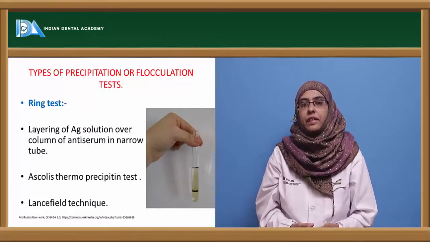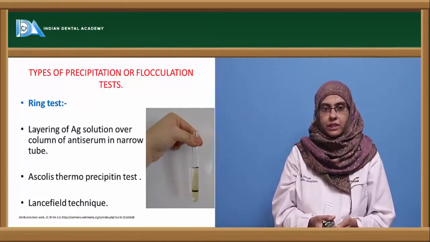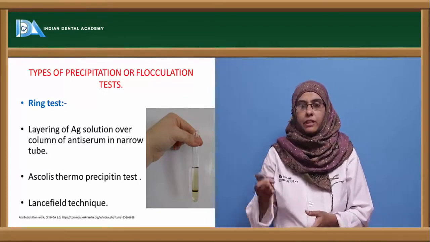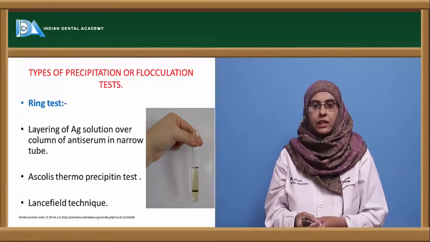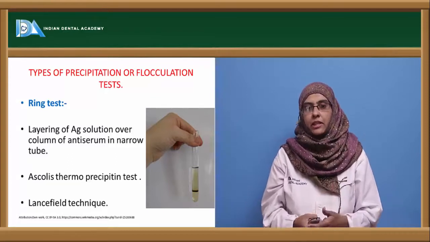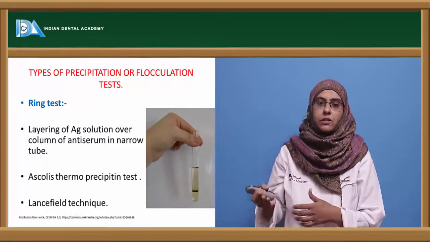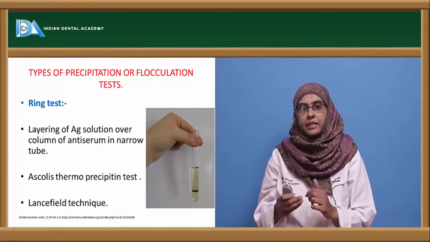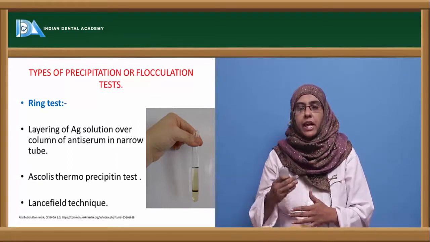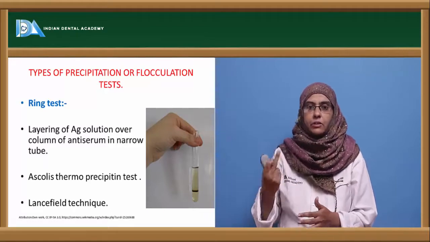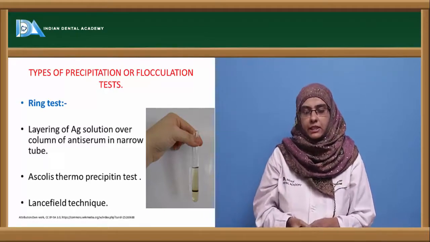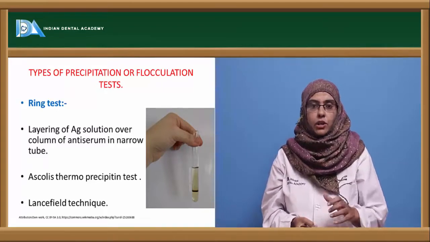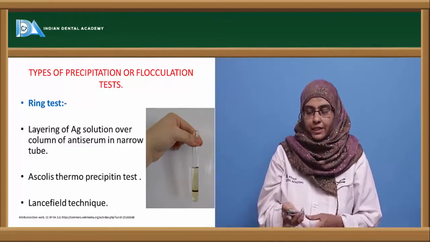Now coming to the different types of precipitation or flocculation tests. The first is the ring test. In the ring test, you can see a ring formed between two layers of the solution. The procedure carried out is layering of the antigen solution over the antiserum in a narrow test tube, and the interaction takes place between the antigen and antibody, and a ring is formed between the two layers. This technique is used mostly in Ascoli's thermoprecipitin test or grouping of streptococci in the Lancefield technique.